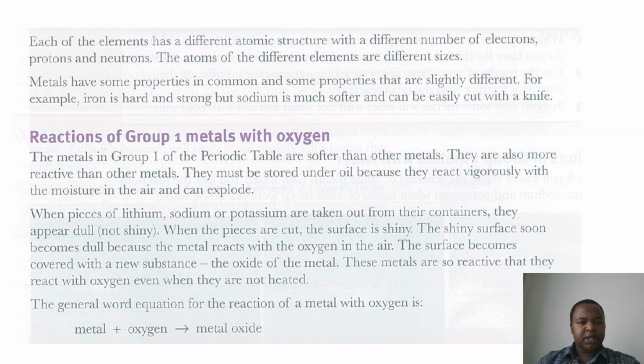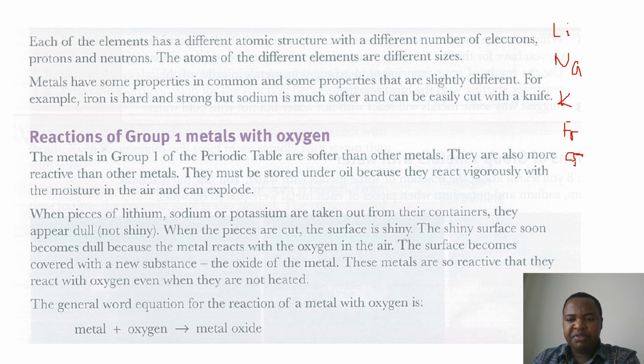Moving on to the next slide. We are now going to look at how different group 1 metals react with oxygen. For group 1, we have lithium as the first element. We have sodium, then followed by potassium. Then we have francium, and then we have cesium.